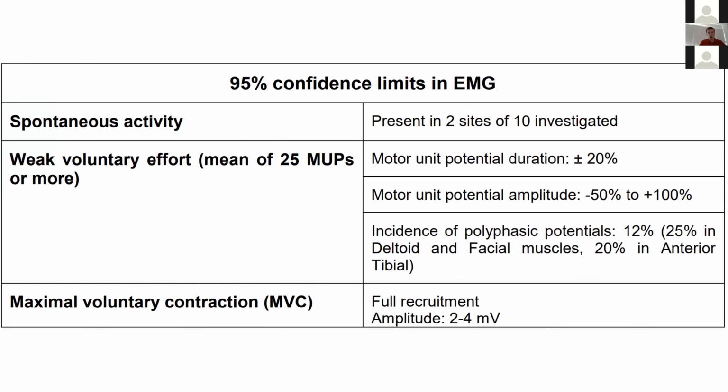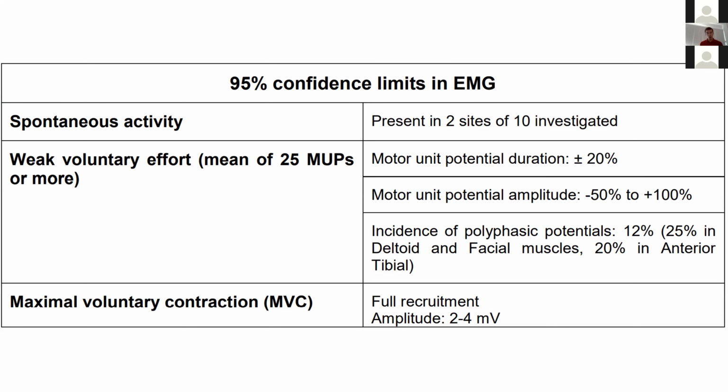So when we consider our myography of the muscles in a very subjective manner, qualitative analysis, the 95% confidence limits in EMG are as follows. Spontaneous activity should be present in 2 sites of 10 investigated sites of the muscle. Weak voluntary effort with a mean of 25 motor units evaluated should show a motor unit potential duration that is 20% outside the normal range of the duration of that specific muscle.